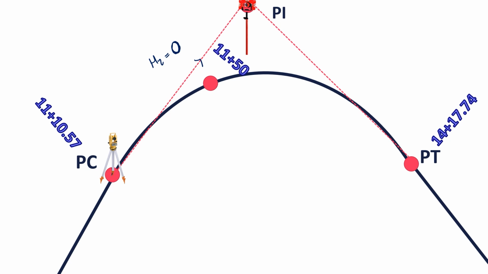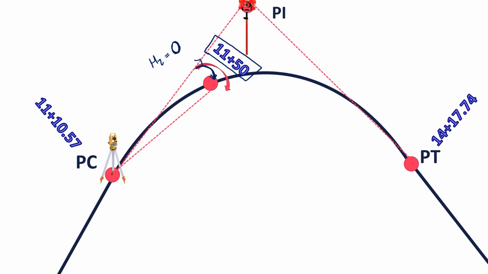and we are trying to fix this 11 plus 50. We don't know the position of 11 plus 50 yet. That is what we are going to determine using the total station. So I want you to visualize it this way. What if I could turn my telescope by this angle, all right, by this angle?